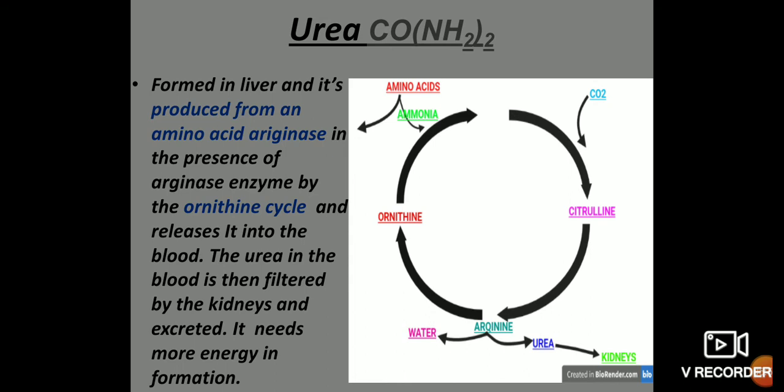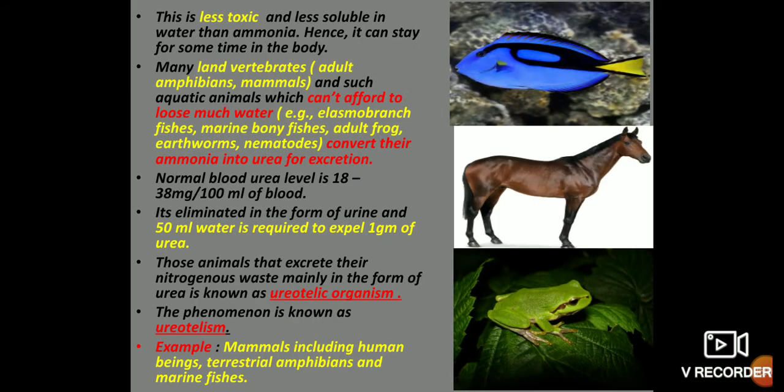However, in some animals, a small amount of urea is retained in the matrix of the kidney to maintain the required osmolarity. It needs high energy in the formation. It is less toxic and less soluble in water. Therefore, it can stay for some time in the body.